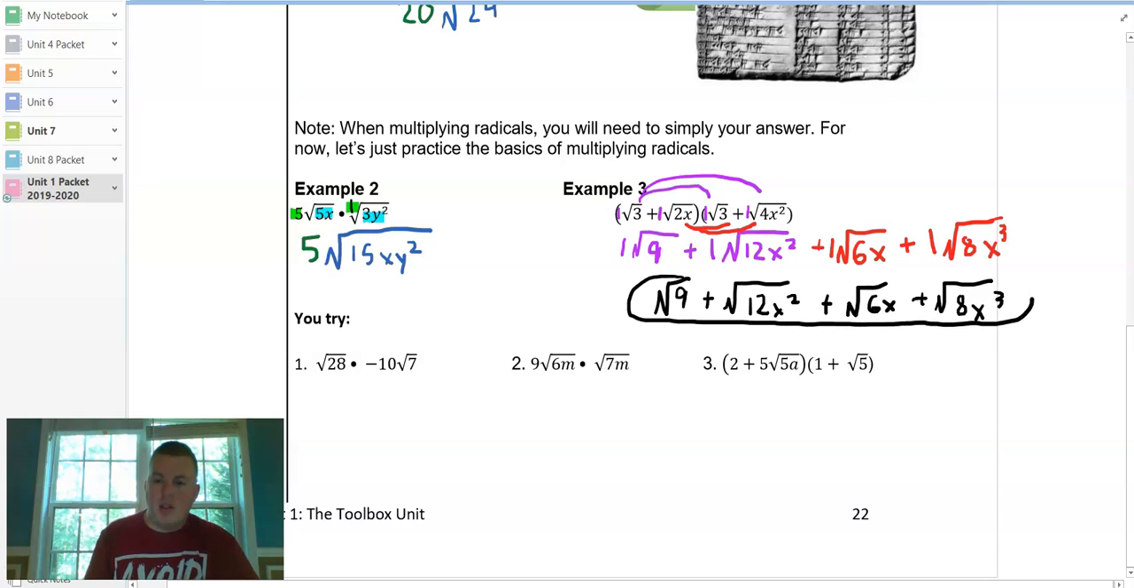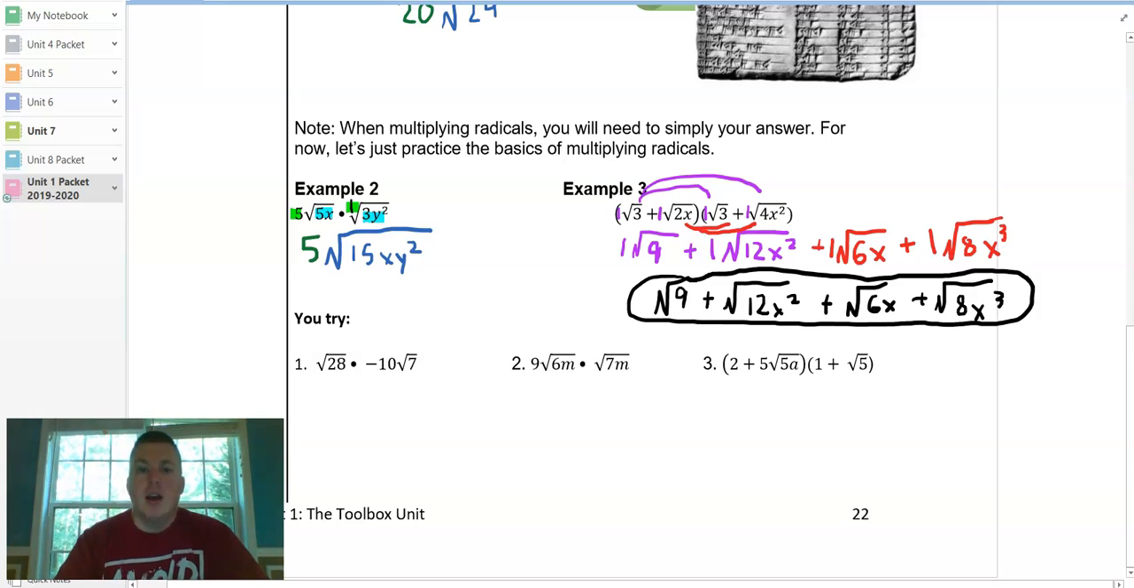Again, we will do some simplification with this, but first we just want to get you comfortable with which pieces you need to multiply together. Go ahead, give these two You Tries a try, and then in the next video we'll take a look at how to simplify these. Alright, see you then.